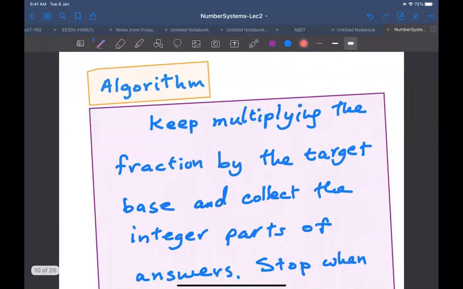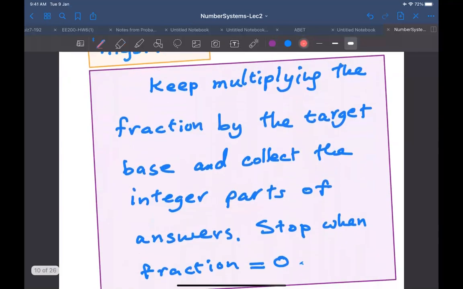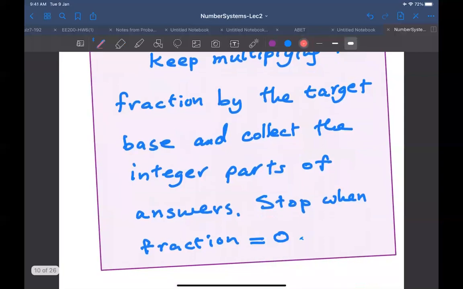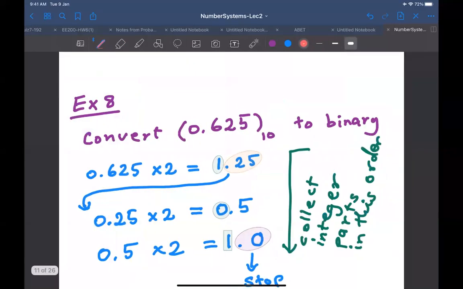So we keep multiplying the fraction by the target base, and collect the integer part of the answer each time. We stop when the fraction becomes 0. This is best illustrated by an example. So let's see an example.